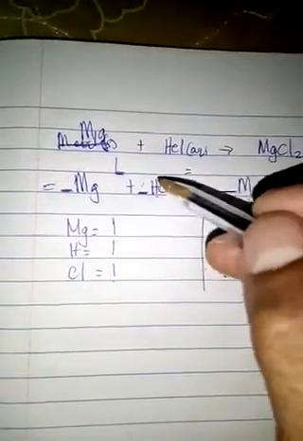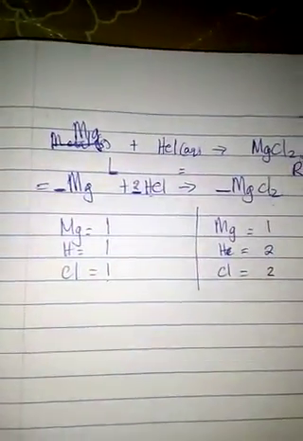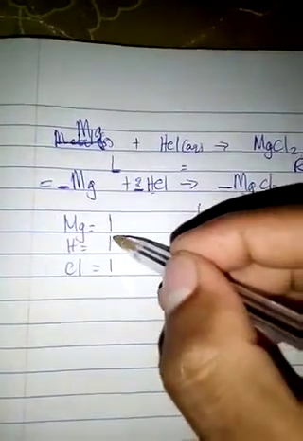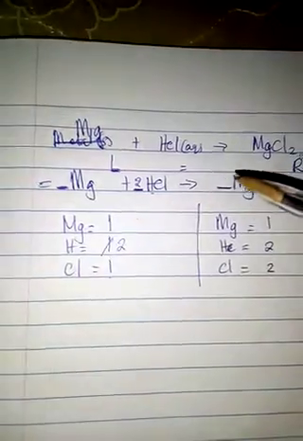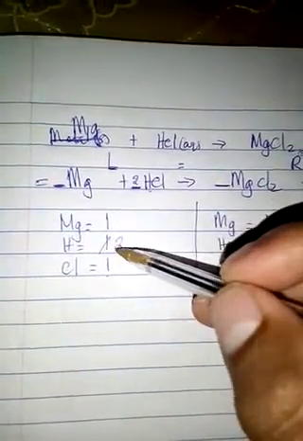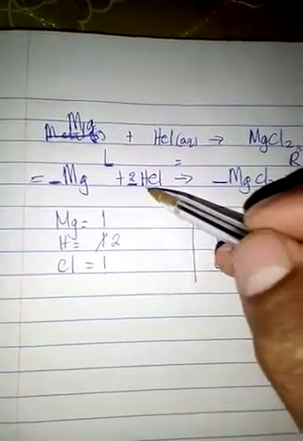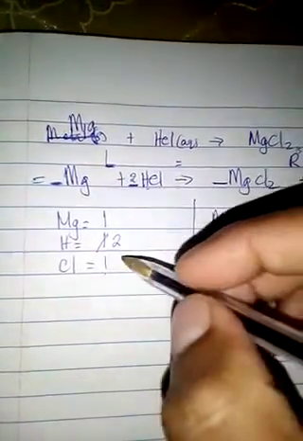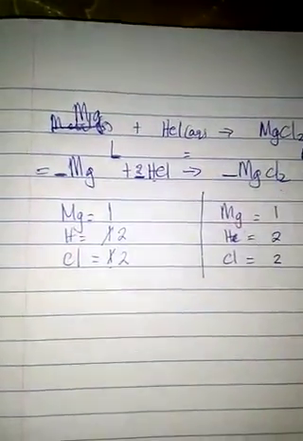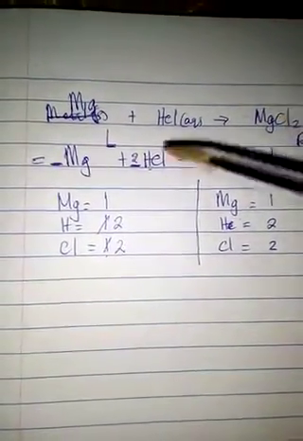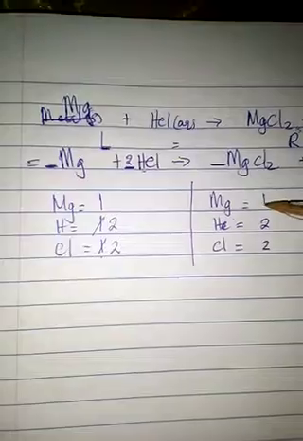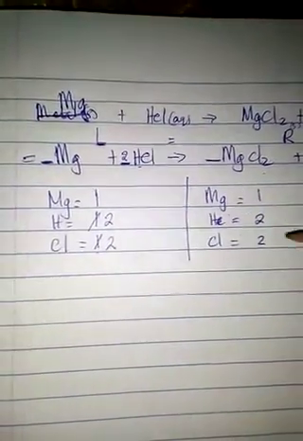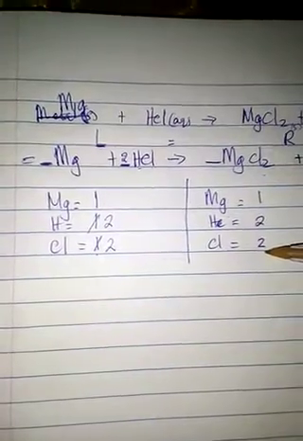So I would choose 2 over here, because 2 times 1 hydrogen, cross out the first one, write on 2. So hydrogen now becomes 2. What about chlorine? 2 multiplied by 1 chlorine gives you 2 chlorine. So look at the atoms now. Magnesium 1, magnesium 1. Hydrogen 2, hydrogen 2. Chlorine 2, chlorine 2. That's perfect.